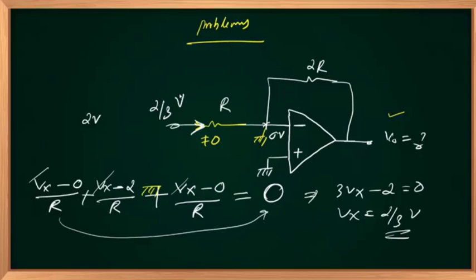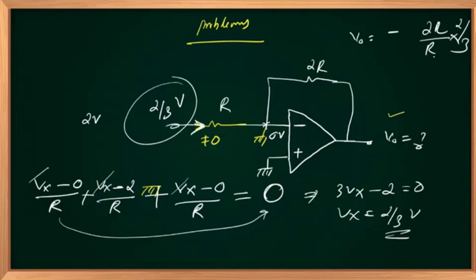Then it is an inverting amplifier. V out will be minus R2, that is 2R, divided by R1, which is R, multiplied by V in. V in is positive 2 by 3. R will cancel, so minus 4 by 3 volt is the right answer. And this is my answer.